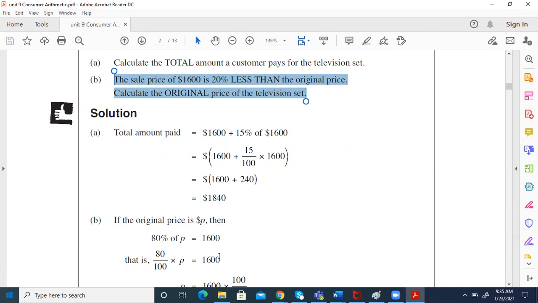So 80% of P equals 1,600, just as the statement says: the sale price of 1,600 is 20% less than the original price. If it's 20% less than the original price, then 1,600 represents 80% of the original price. So that's what they did. They said 80% of the original price is 1,600. All right, so we'll move along.